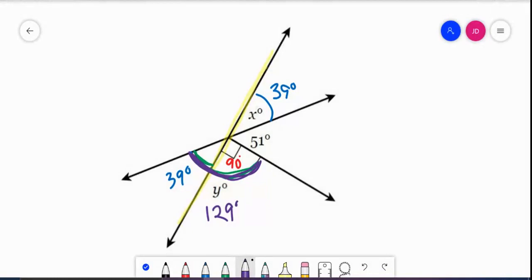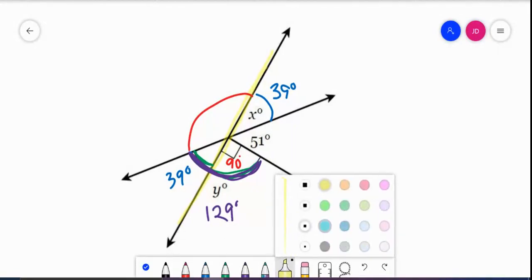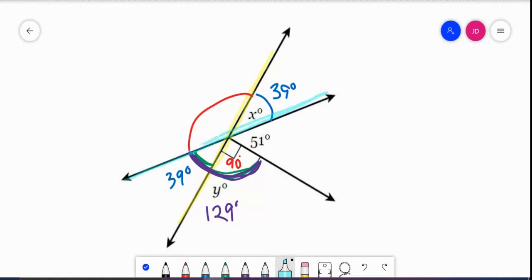Okay. And if I wanted to find this last part, let me do this. What color should I do this in? Right here. This is a straight line right here. Let me make a different highlighter color. We have a straight line right here. So you could do 180 minus 39, and that's actually 141.